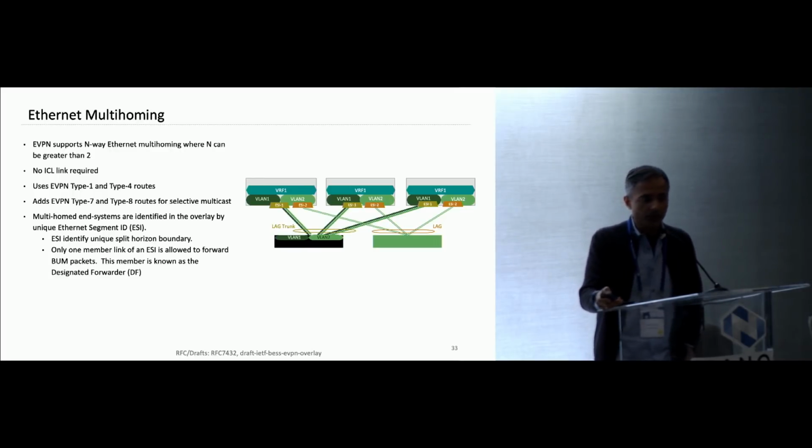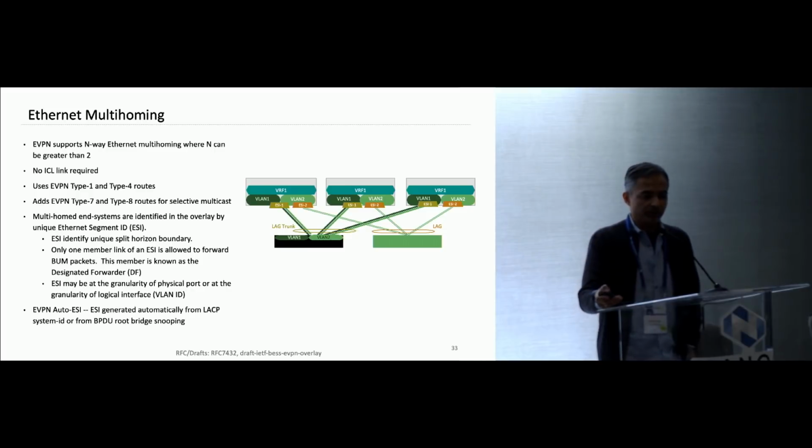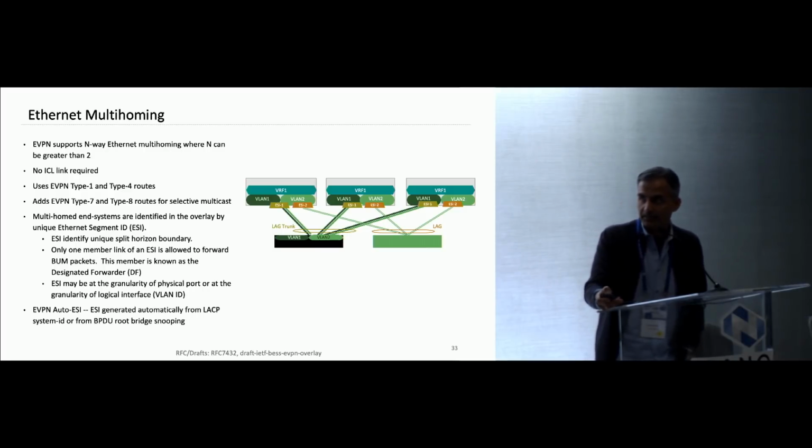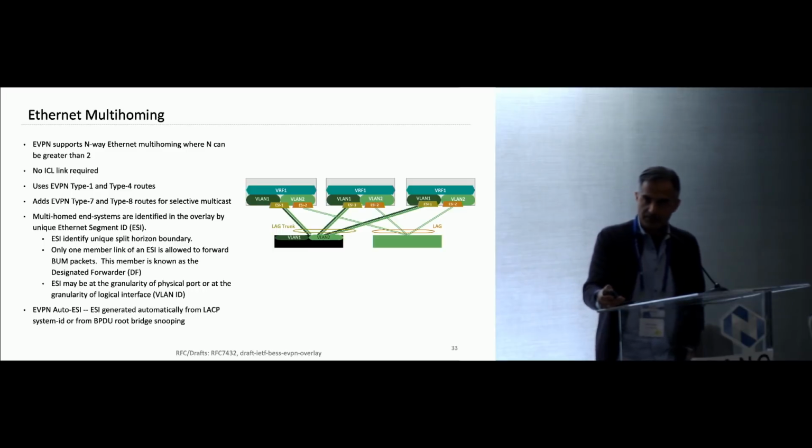So only one member link of an ESI is allowed to forward replicated packets, and that member link is known as the designated forwarder. The DF can be at the granularity of a VLAN ID, but for this tutorial we'll leave it at the granularity of a port. And then interestingly, RFC 7432 does suggest ways to make ESI discovery and generation automatic by snooping the LACP system ID and generating ESIs against the system ID in LACP.